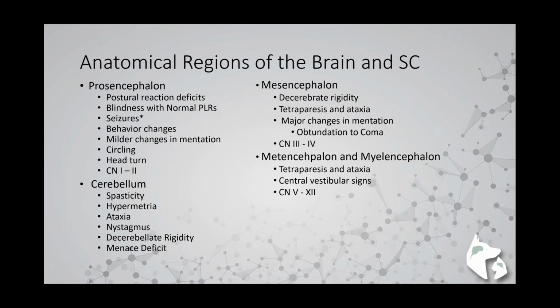The metencephalon and the myelencephalon will be fairly similar. Weakness, ataxia. This is where these vestibular signs will come from. So the myelencephalon, head tilts, nystagmus. You'll worry about that caudal part of the brainstem. And then cranial nerves 5 through 12 will be that pons and the medulla.